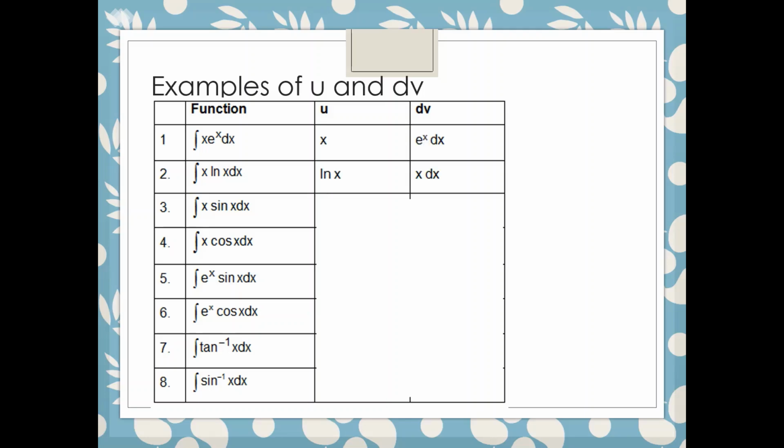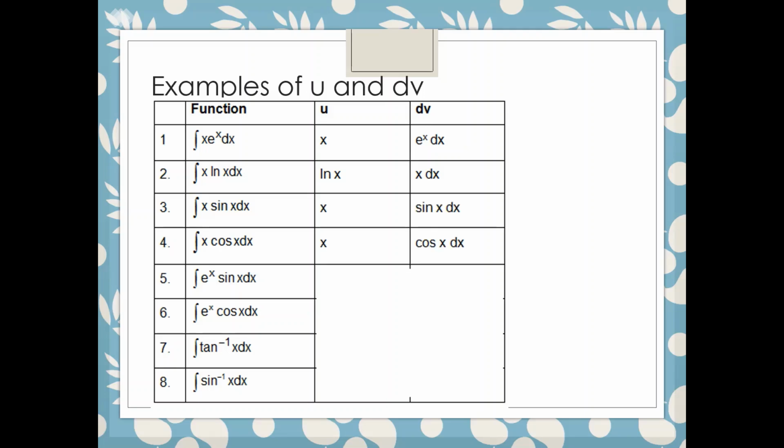The first integral consists of two functions. x is an algebraic function, or A. e to the power x is an exponential function, or E. From LIATE, as A comes first, we take u as x and dv as e^x dx. The second integral consists of A and L. As L comes first, we take u as ln x and dv as x dx. Take note that dv must always have dx in the answer.